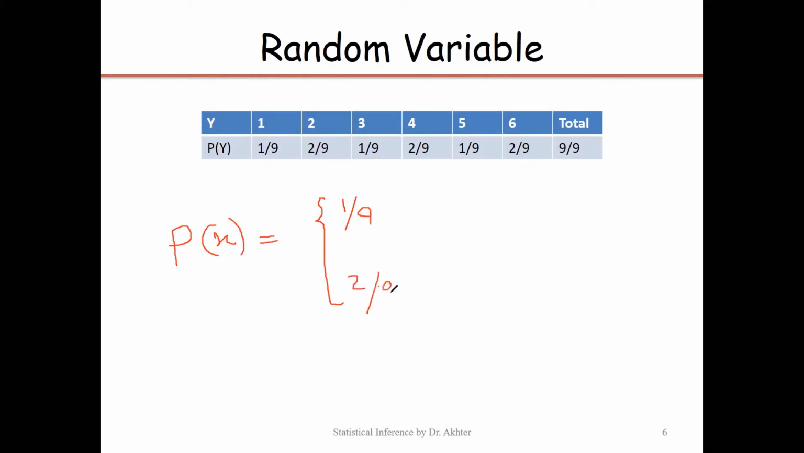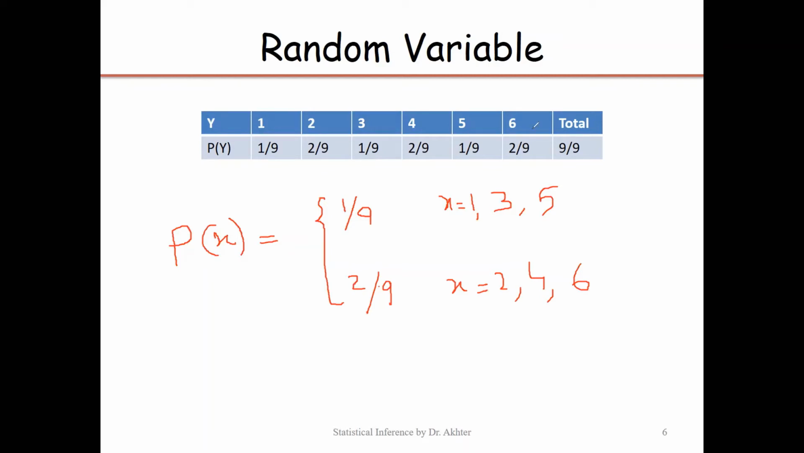And then you have to write down all values of x. For x is equal to 1, 3, 5. And this part of the function will act whenever we have x equal to 2, 4, and 6. So this type of function is referred to as a piecewise function. For these values of x, this part of the function will act, otherwise 2 by 9. And if we add all the probabilities, then it will be 1.